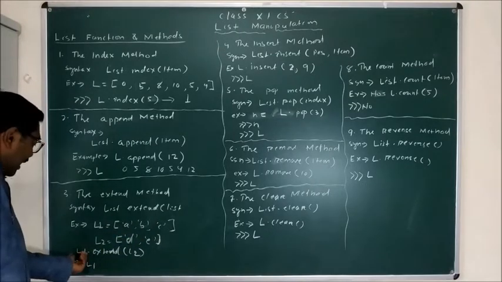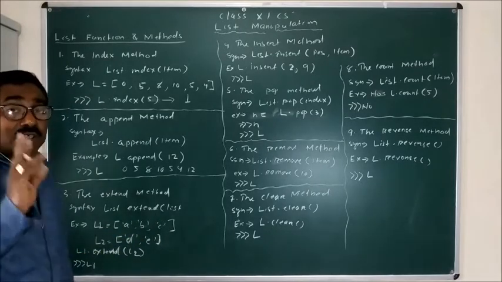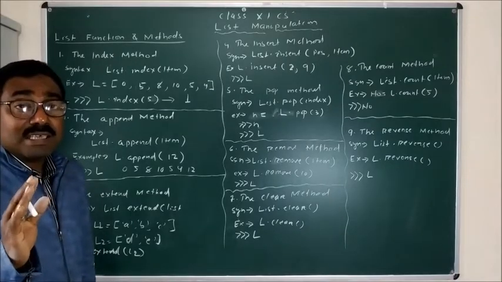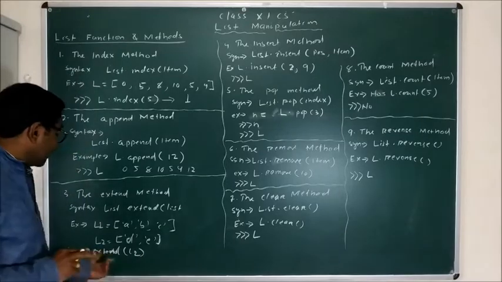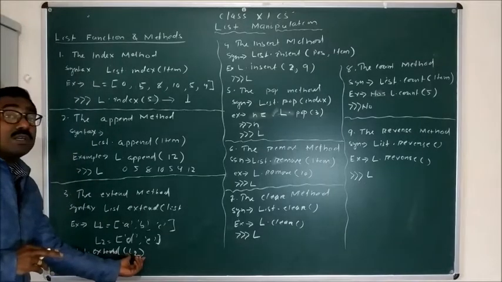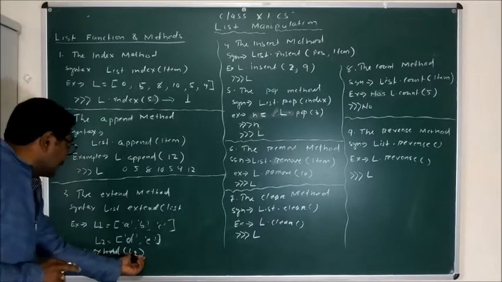Suppose I am writing L1 dot extend. That means which list will be extended? L1 will be extended. By what value will it be extended? It will be extended by the values of L2.